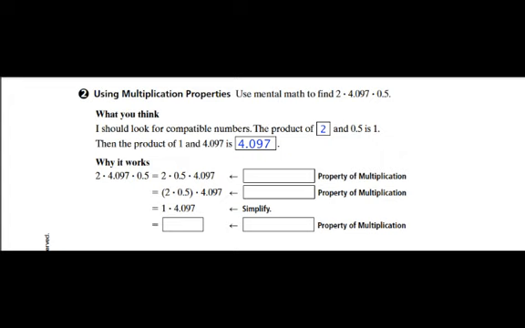Here's why it works. We can use the commutative property to rearrange the numbers. We can exchange the 5/10 and the 4 and 97/100ths. Then we use the associative property to group together 2 times 5/10. Well, 2 times 5/10 is 1, so then we use the identity property, which is 1 times any number is that number. So 1 times 4 and 97/100ths is going to give us 4 and 97/100ths. So we took really a complicated problem and made it very simple to solve in our head.